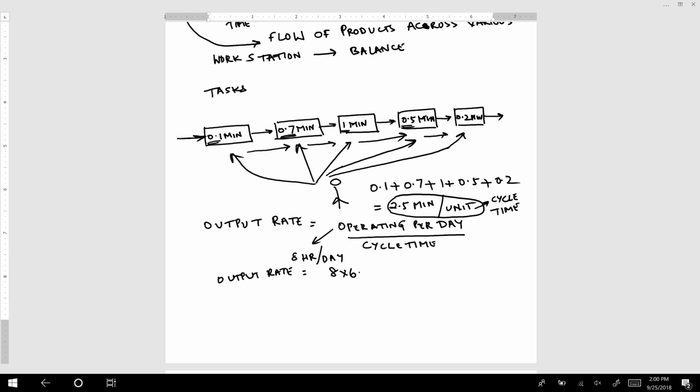So the output rate for this system would be 8 multiplied by 60 minutes per day. I'm converting it into minutes, and then the cycle time is 2.5 minutes per unit. So this is 480 divided by 2.5, which gives me 192 units per day. So if we have one person doing all the work, we would be able to produce 192 units per day.